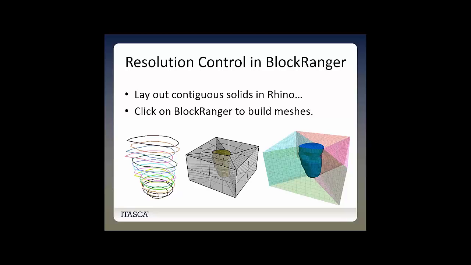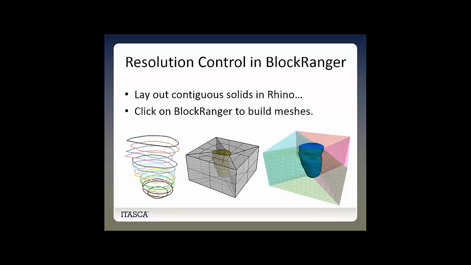That installation then makes sure that the plugin is placed inside Rhino and the icons appear there, and you can then select the solids that you would like to process into mesh blocks and click on the Block Ranger icon to produce the resulting mesh. Very quickly in this slide you can see a simple process that shows in this case an underground cavern defined by a number of contours.